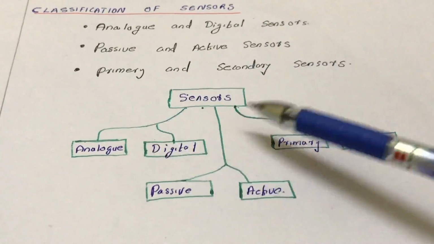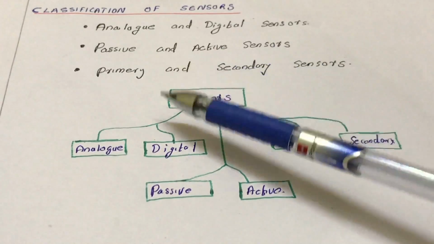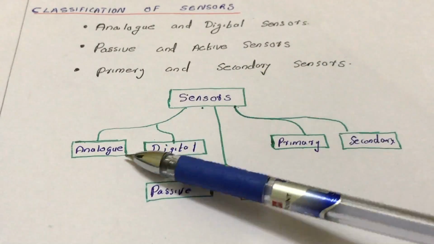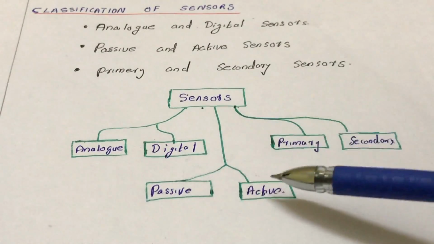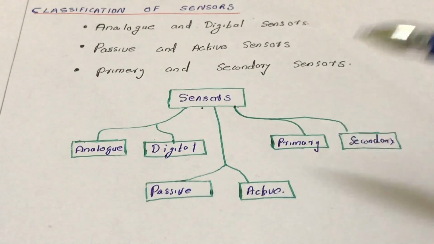So in total, the classification is of three types: analog and digital, passive and active, primary and secondary. So this is all about classification of sensors, and thank you.